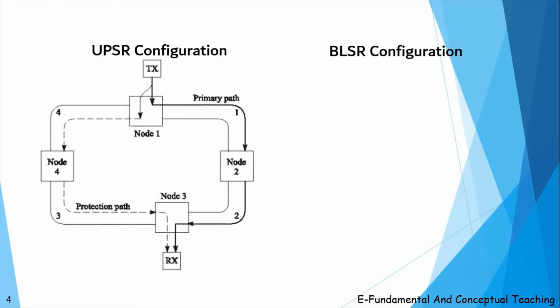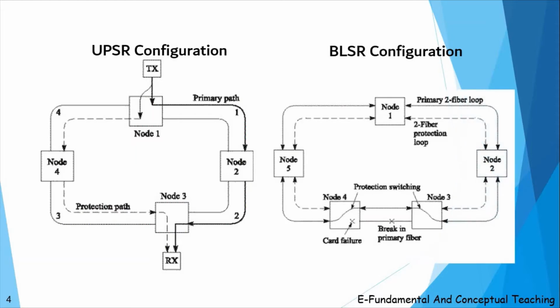BLSR configuration. BLSR stands for Bidirectional Line Switch Rings. It is basically a 4-fiber network in which 2 working fibers and 2 protection fibers are used. The 2 types of protection schemes are span switching and ring switching.